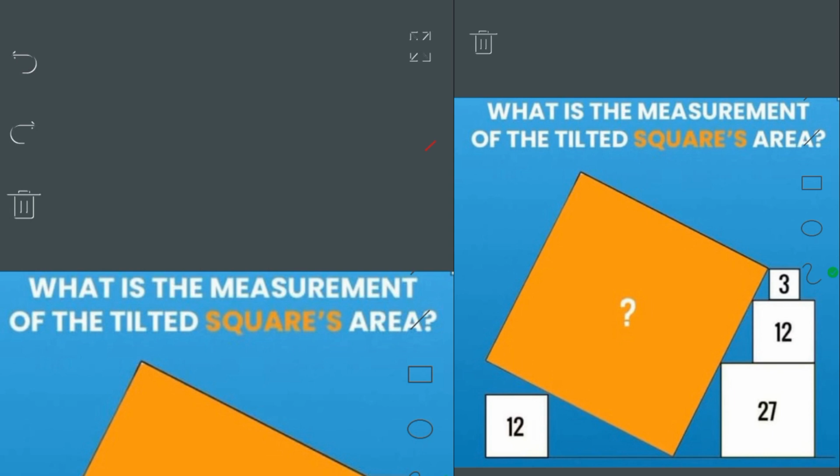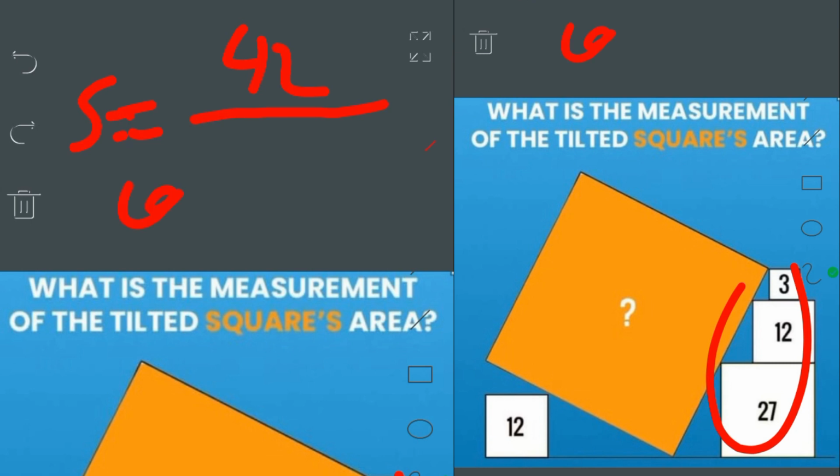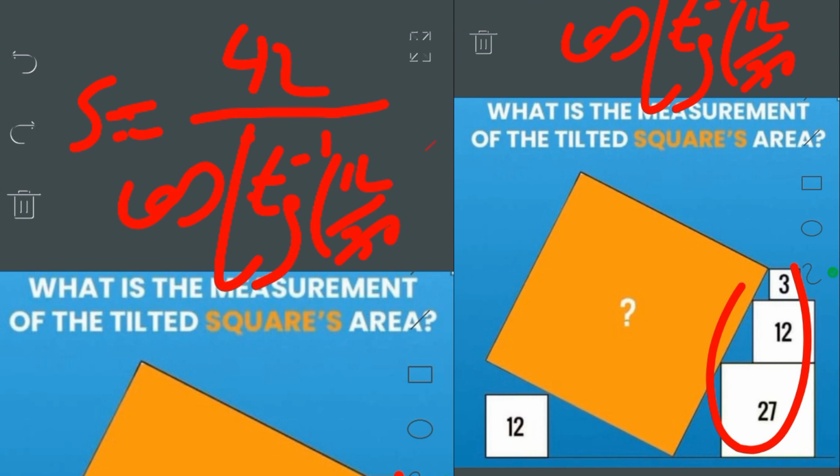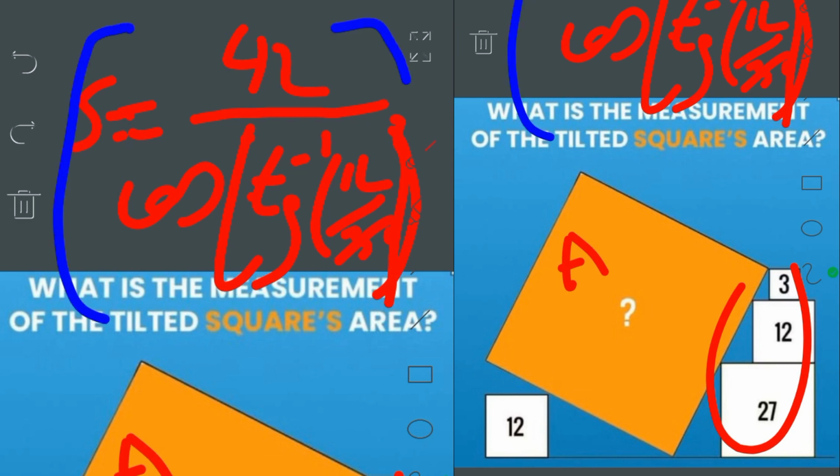Our side will be given by 42, this 42 there, over cos of reverse tangent of 12 over 30. Okay, so once we have that, the area will be given by everything here squared.